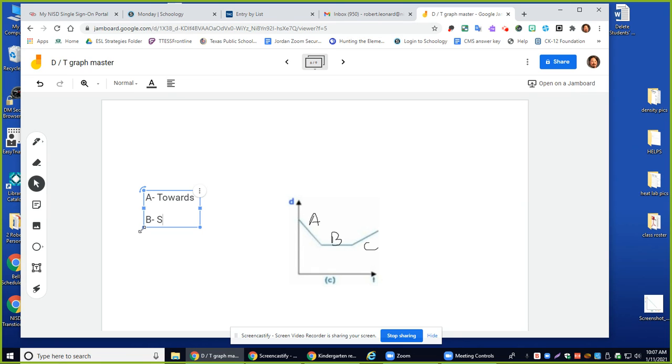It is, I guess, not moving. It's stopped moving. What can we say about line C? It's going up. It's going away. Okay. Not just that, but we could also say, look at A and C. What's faster, A or C? A.